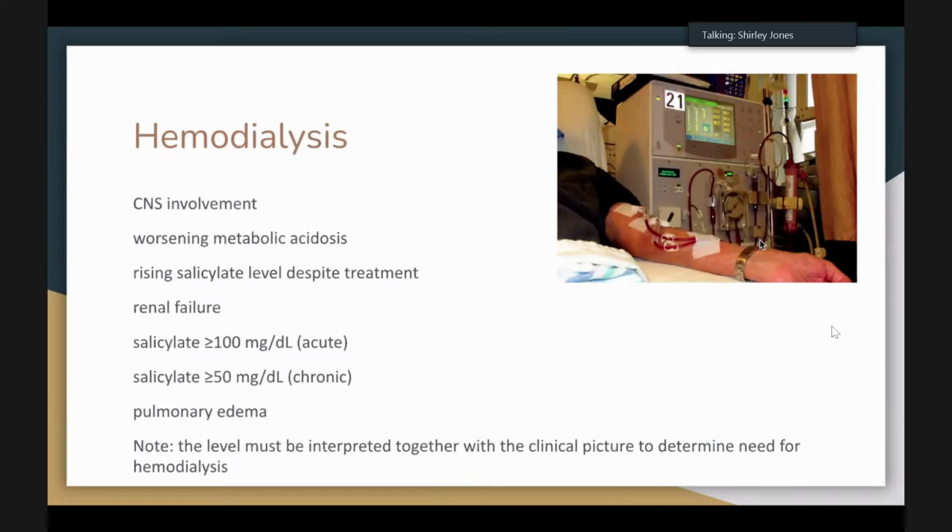So our next key in treatment is hemodialysis, and you're going to dialyze any patient with these indications: CNS involvement, worsening acidosis, rising salicylate level despite giving them sodium bicarb, renal failure. If it's an acute ingestion, your key number is a level greater than 100. If it's a chronic ingestion, your key number is greater than 50. If they have any pulmonary edema. And then most importantly, we have to look at the patient more than these numbers. So that's really what determines hemodialysis or not.